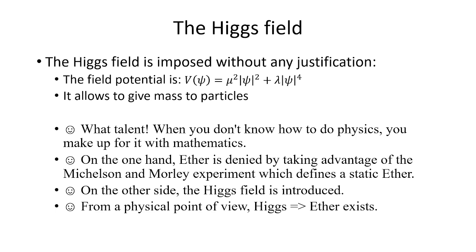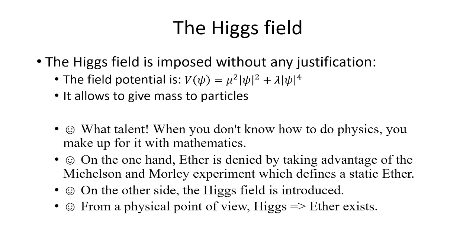The Higgs field. The Higgs field is imposed without any justification. The field potential is this formula. It allows to give mass to particles. What a talent! When you don't know how to do physics, you make up for it with mathematics.